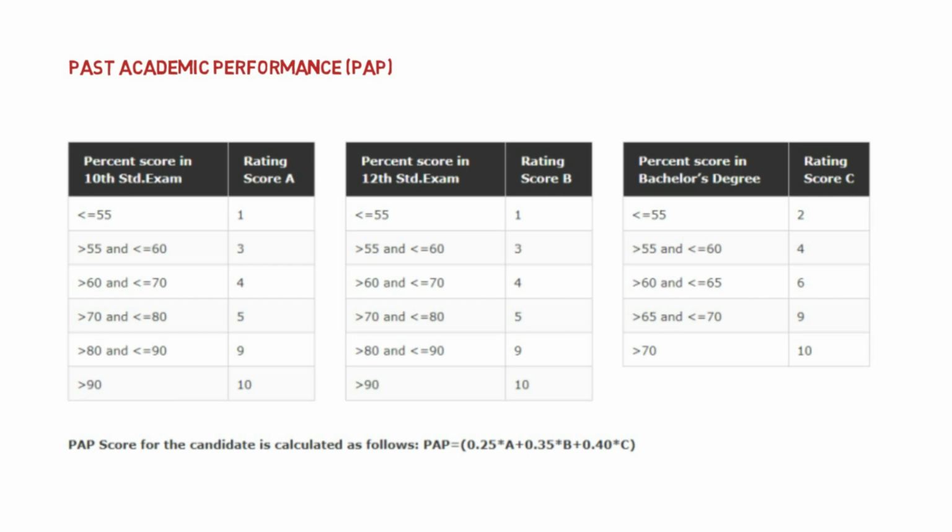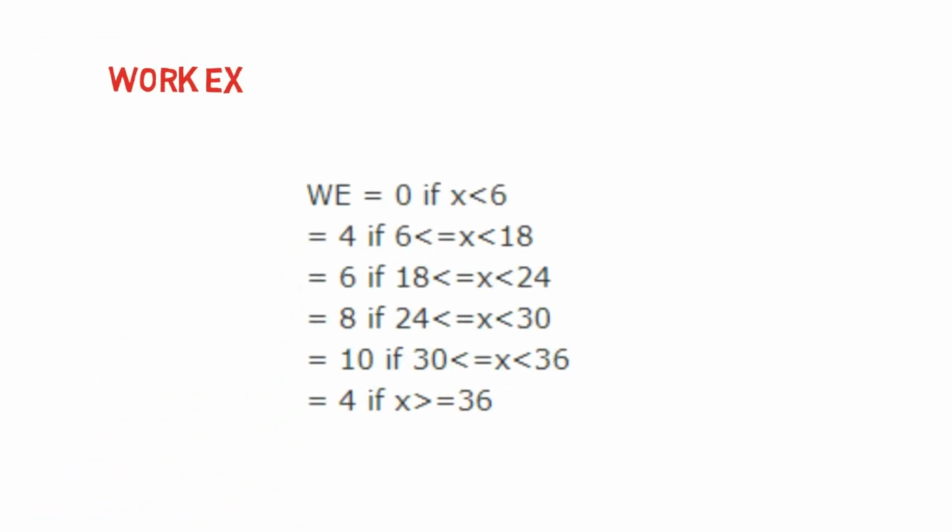A is the rating score of a candidate in his class 10th. For example, if you have received 78% in class 10th, the value of A would be 5, as 78 falls between 70 and 80 and its respective rating score is 5. In this way, one can calculate the value of all A, B and C and thus calculate his PAP score. Let's now have a look at the work experience. One can easily calculate the marks he will get from the table that is provided below. Now X in the table is the number of months a person has worked in a company.